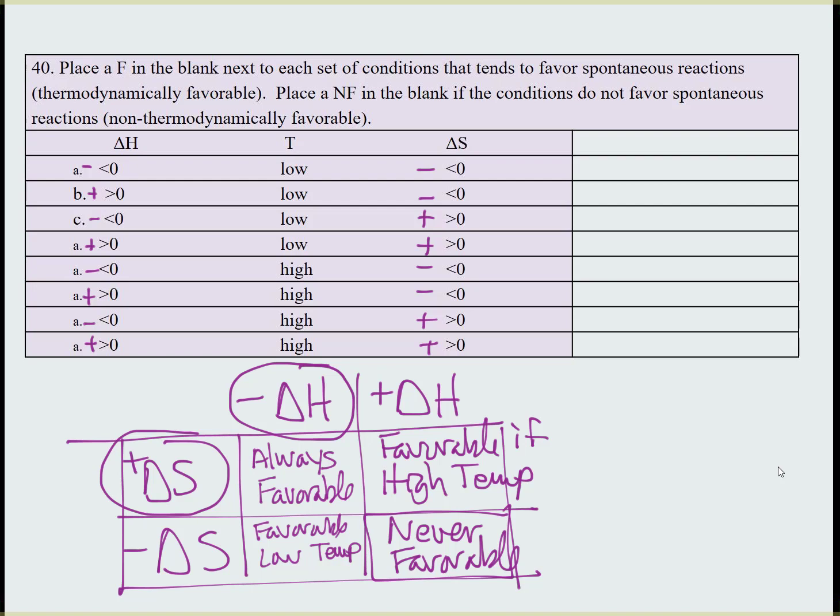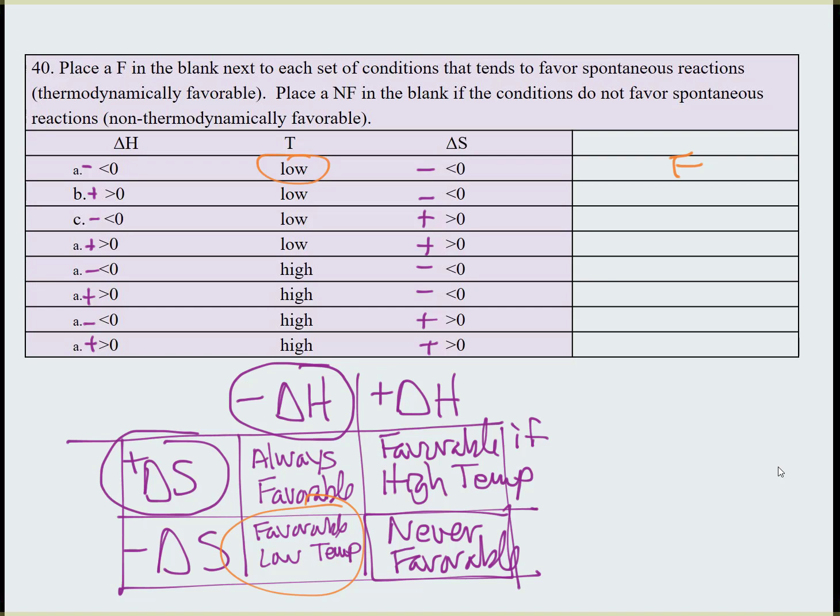So we're going to do favorable or non-favorable. We're just going to try to match it up with this little chart. On this first one, I have a minus delta H and I have a minus delta S. So that's right here. And it does say low temperature, so it would be favorable. So I'm going to put an F there.